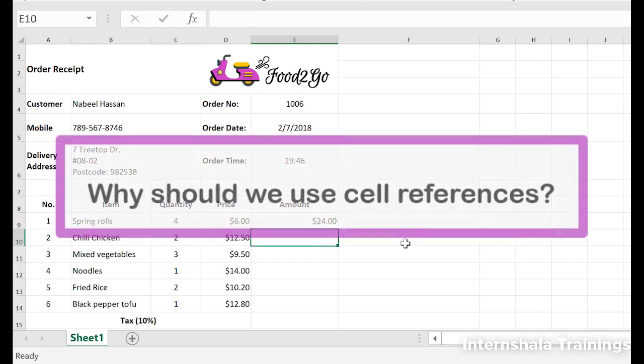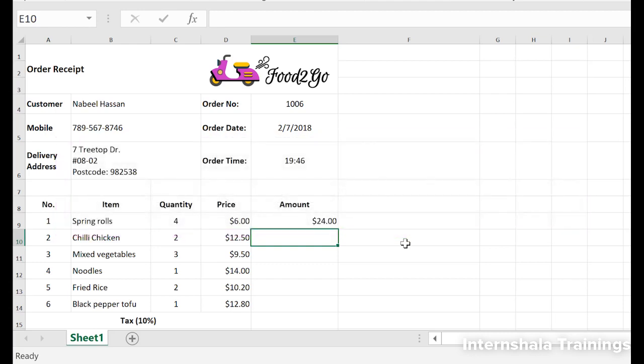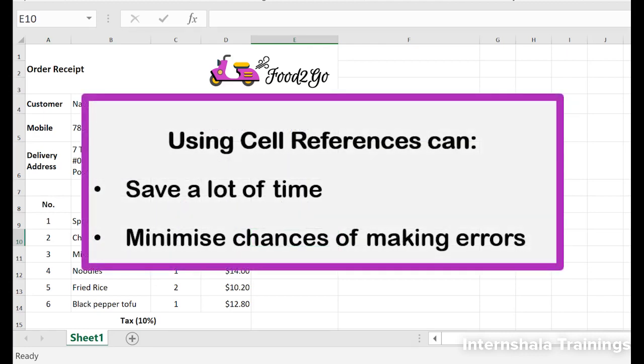So what's the big deal about cell references? How does it make a difference whether we enter the formula manually as numbers or include cell references when we get the same result in each case? Well, firstly, this method can save a lot of time when creating formulas and also minimize chances of making errors when typing in cell references manually.